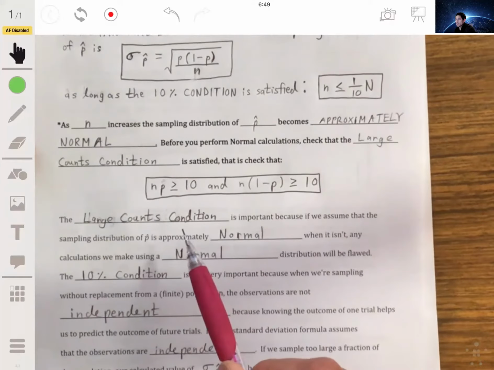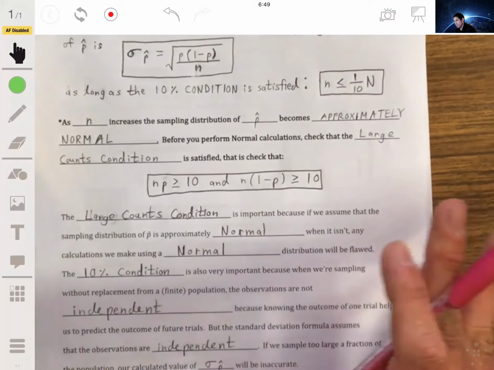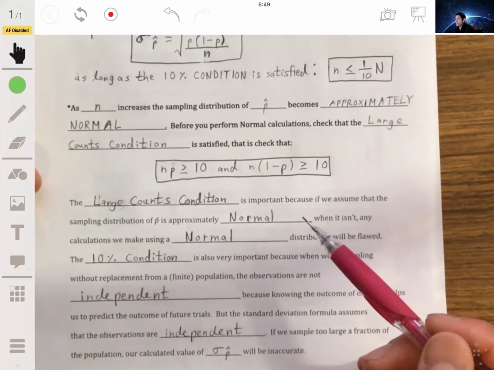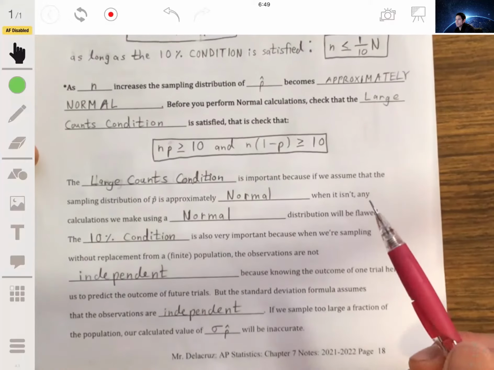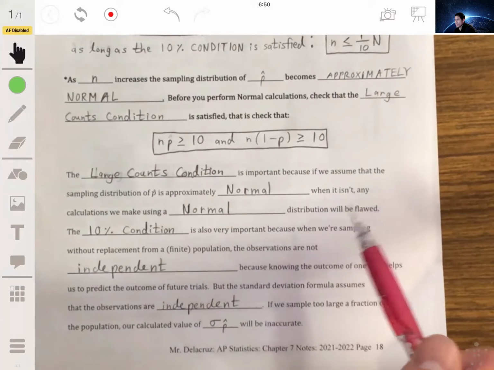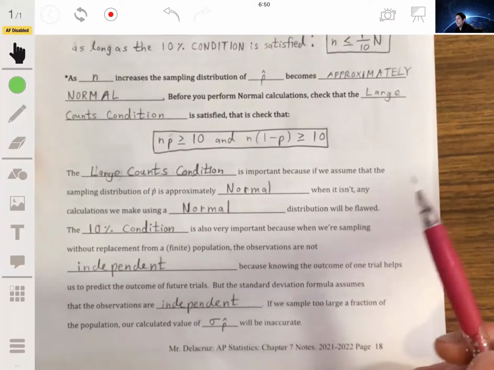Now, the large counts condition is important because it makes sure that we can use normal distributions to get our answers. Otherwise, if we can't, then our distribution won't be correct. It would be an incorrect probability calculation, so to speak.